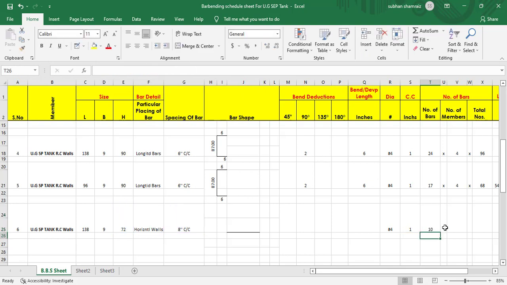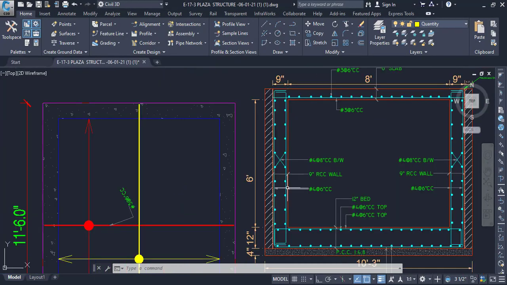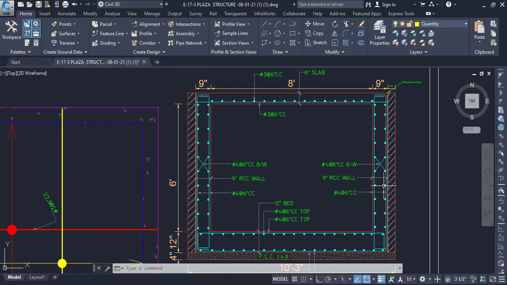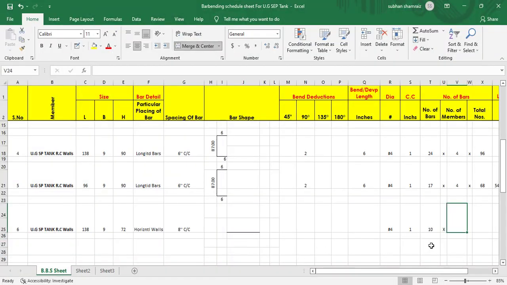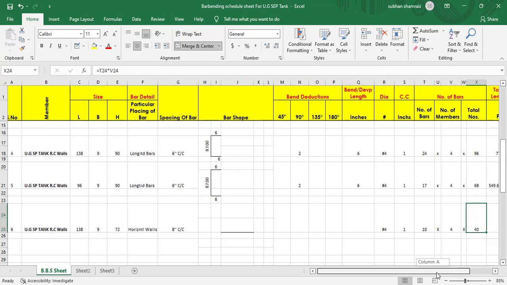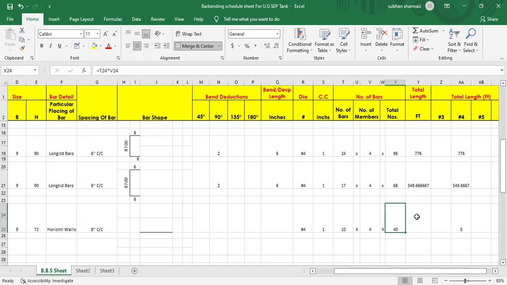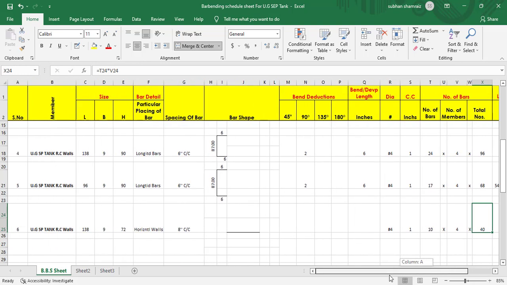Also we need a total of 10, and then multiply by the number of members. It is important. So we have this side 1, 2 and then 3 and the 4. We have 4 members over here. So number of members as 4 multiplied by total numbers will be equal to, copy and paste it over here, so 1040.